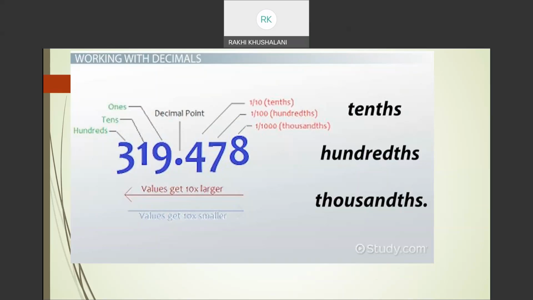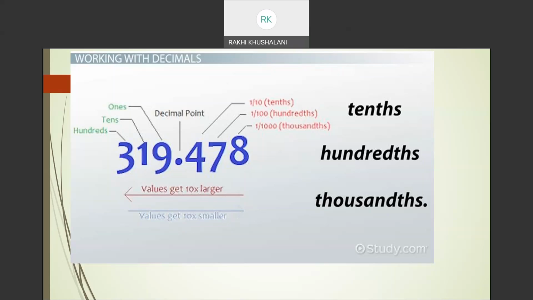319.478. अब डेसिमल कैसे रीड करना है ये मैं आपको नहीं सिखाऊंगी. This has been taught to you. But you know that the numbers that are before the decimals are whole numbers, and the numbers that are post decimals are actually the fractions. So in 319, 9 is at ones place, 1 is at tens place and 3 is at hundreds place. In 478, 8 is at thousandths, 7 is at hundredths, and 4 is at tenths.